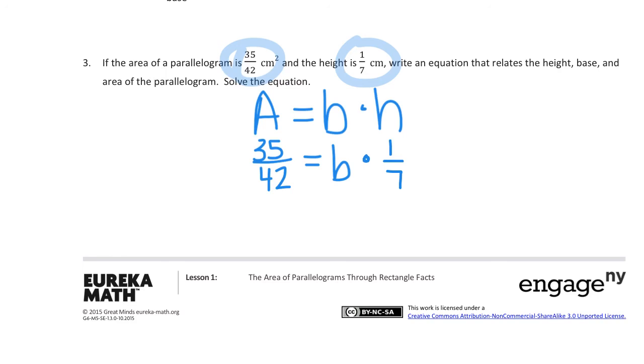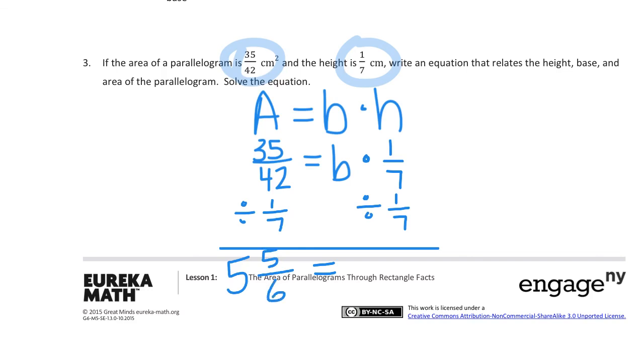So now we're going to use our calculators. Well, first, it's a multiplication equation. So we solve multiplication equations by doing the opposite. So the opposite of multiplying by 1/7 is to divide both sides by 1/7. So you're going to grab your calculator and you're going to divide 35/42 by 1/7. If you need to go grab your calculator, pause it and go get your calculator. Okay, so when you plug that in your calculator, 5 and 5/6 is what you get here.